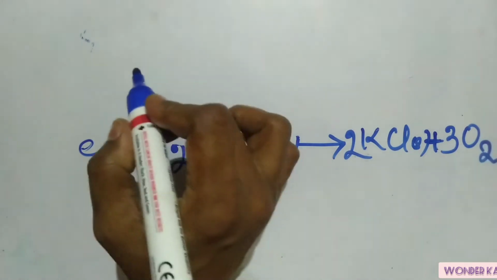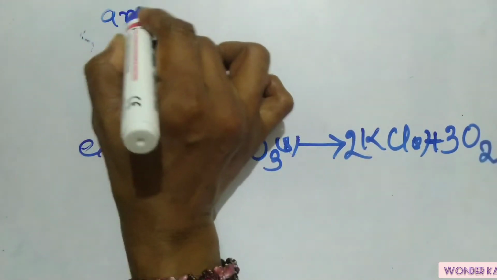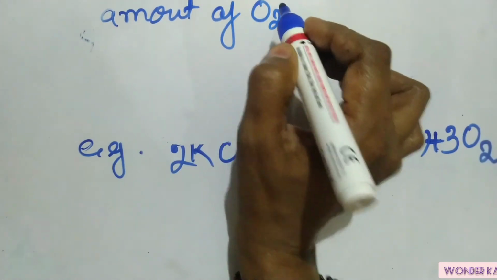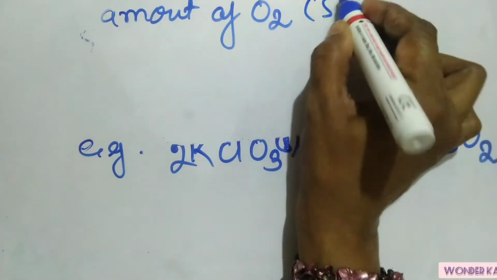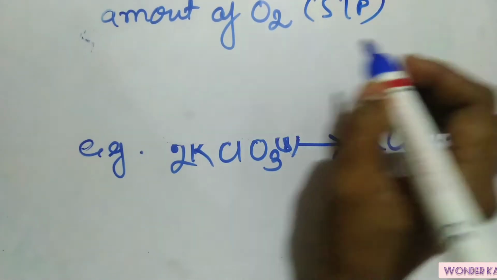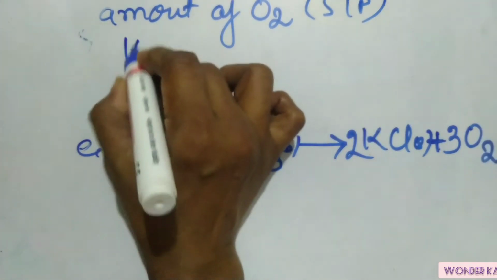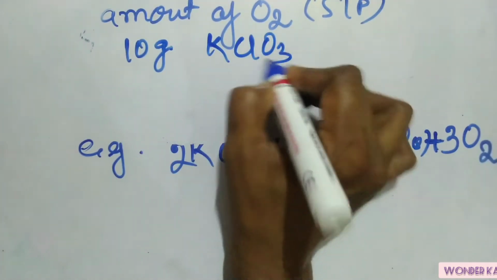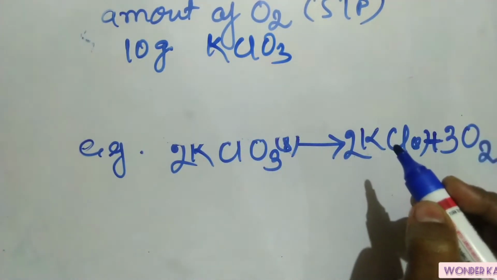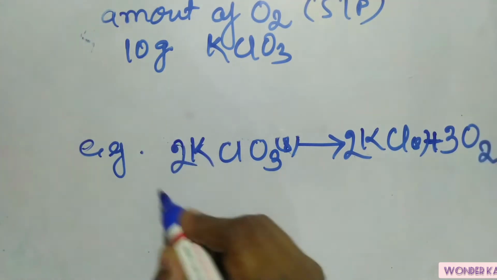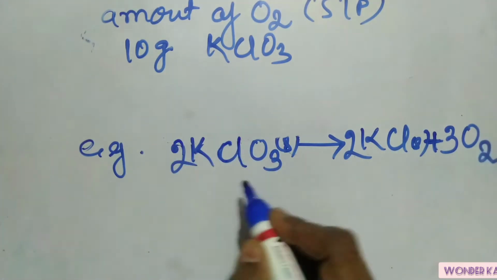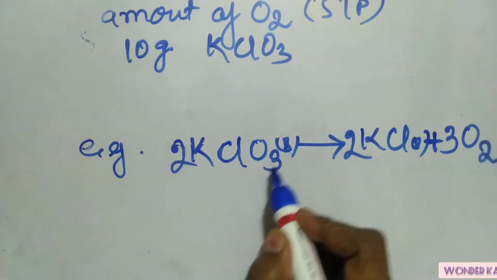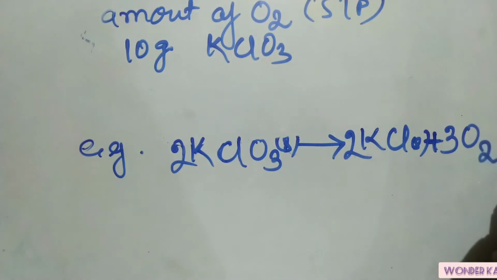What would be the amount of oxygen at STP that can be obtained from the decomposition of 10 grams of potassium chlorate? Very easy, this one. The second step of stoichiometry is the calculation of mass proportion. Now, this is in moles: 2 moles of potassium chlorate gives you 3 moles of oxygen.